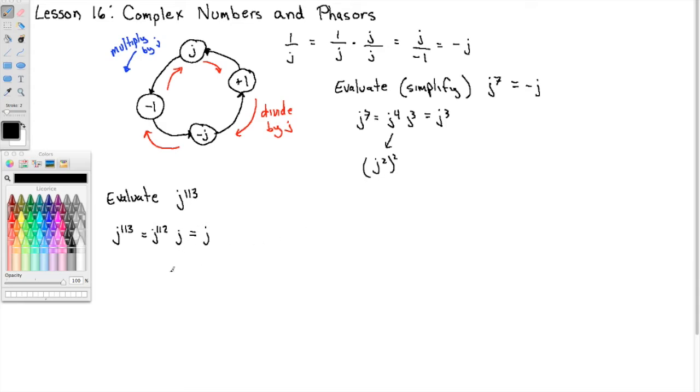All right, let's try one more. Let's try 1 over j to the 5th.